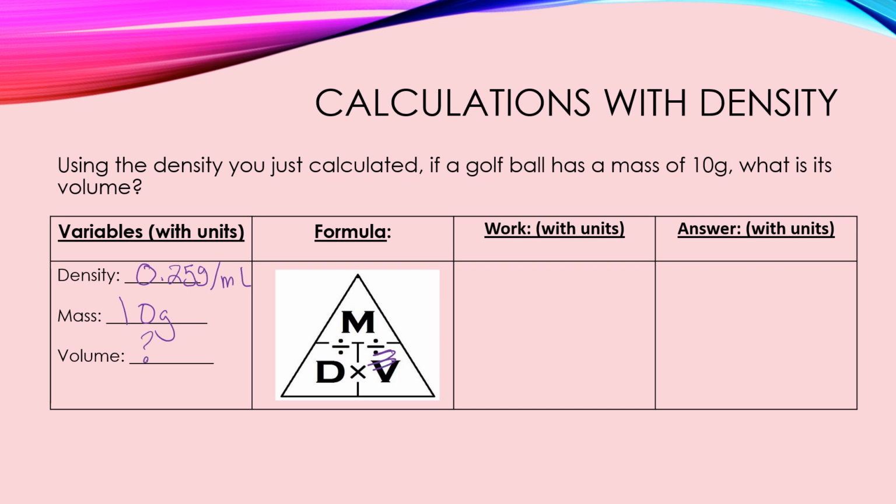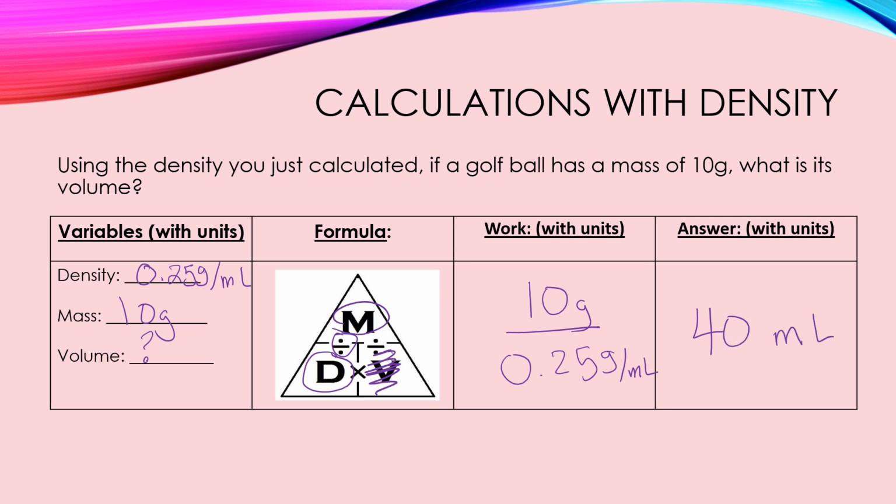So in this case, I'm going to cover up my volume, and I'm going to take mass divided by density. So my mass is 10 grams. My density is 0.25 grams per milliliter. And so when I divide it out, I get 40 milliliters.